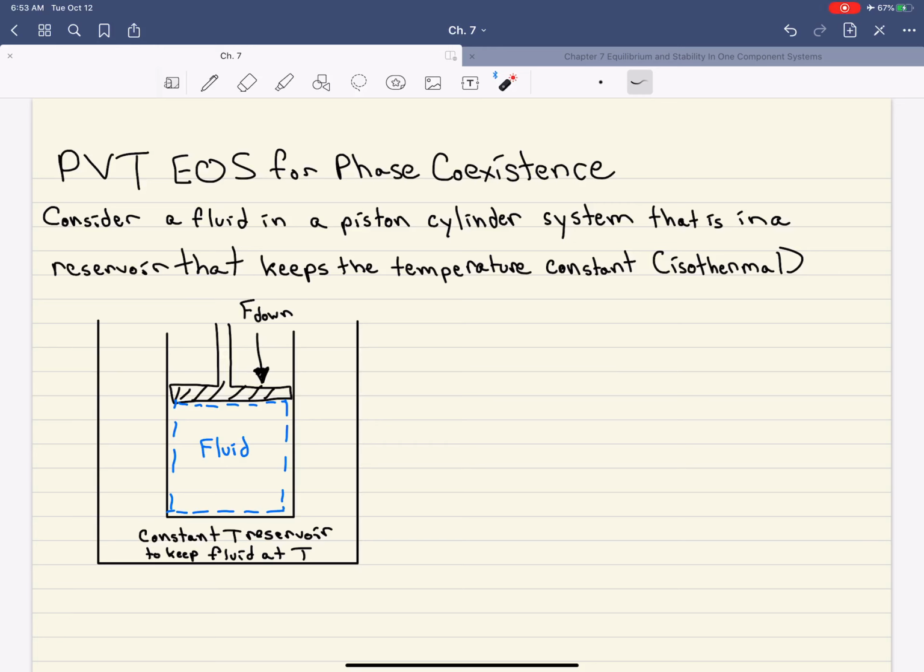Let's consider the following piston cylinder system, where we have our fluid inside the piston cylinder, and the cylinder device is kept in some sort of reservoir, and the reservoir itself is going to be at a constant temperature. Because the reservoir is at a constant temperature, it's going to keep the fluid at a constant temperature as well. And in the piston cylinder device, there's some force coming down onto the fluid.